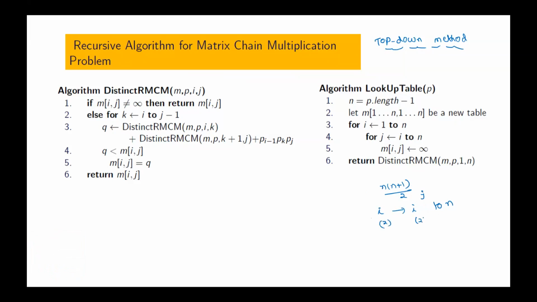J is also 2 to n. Correct now? In general, we can write it as, but what are the values i takes? 1 to n. That's why this is for 1 to n. This is j i to n, m of ij equal to infinite. That means m of 1 comma 1 is infinite, m of 1 comma 2 is infinite, m of 1 comma n is also infinite. Similarly, m of 2 comma 2 is infinite, m of 2 comma 3 is infinite.